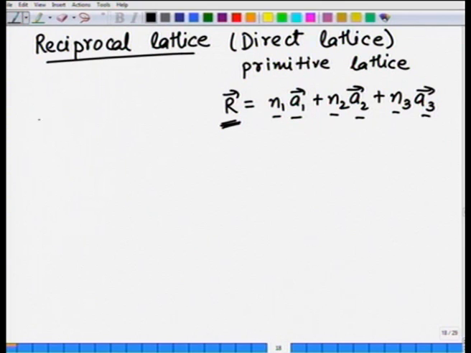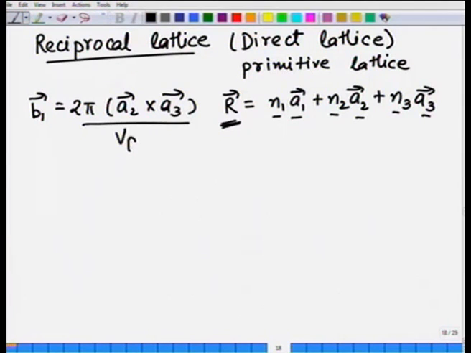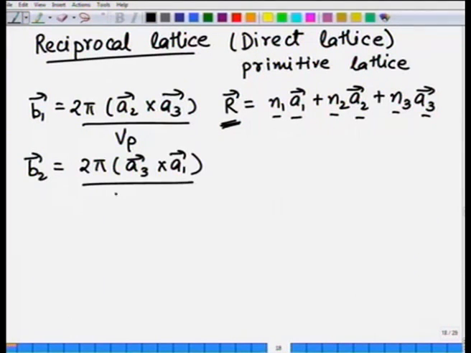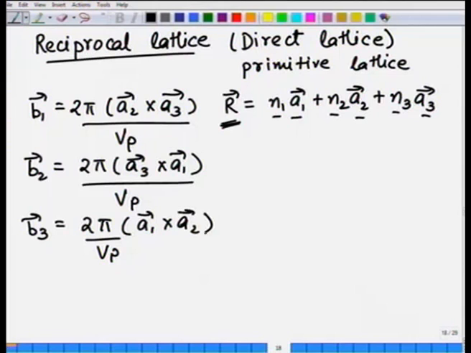Now, similarly, I am going to write some expressions, some vectors now. First, I am going to write the b1 vector, which is 2 pi divided by Vp, multiplied by the cross product of a2 and a3, where I will show you what Vp is, the volume of this particular primitive cell. I will write the b2 vector, just do not worry, just think of something being written. I will see what it is. b2 is 2 pi by Vp times a3 cross a1, and I will write b3 as equal to 2 pi by Vp times a1 cross a2.